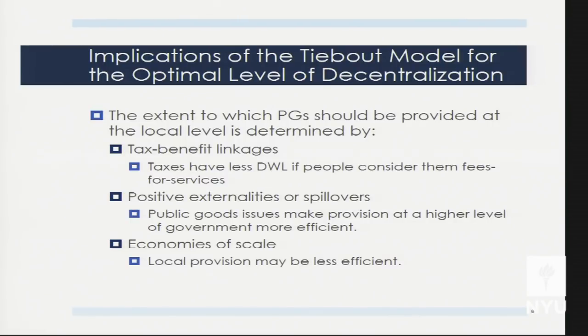Well, we know that the extent to which public goods, PGs, should be provided by the local level versus a higher level, so local versus state, local versus federal, state versus federal, the level of government at which the public goods should be provided, is determined by three things. The first is the tax benefit linkage.